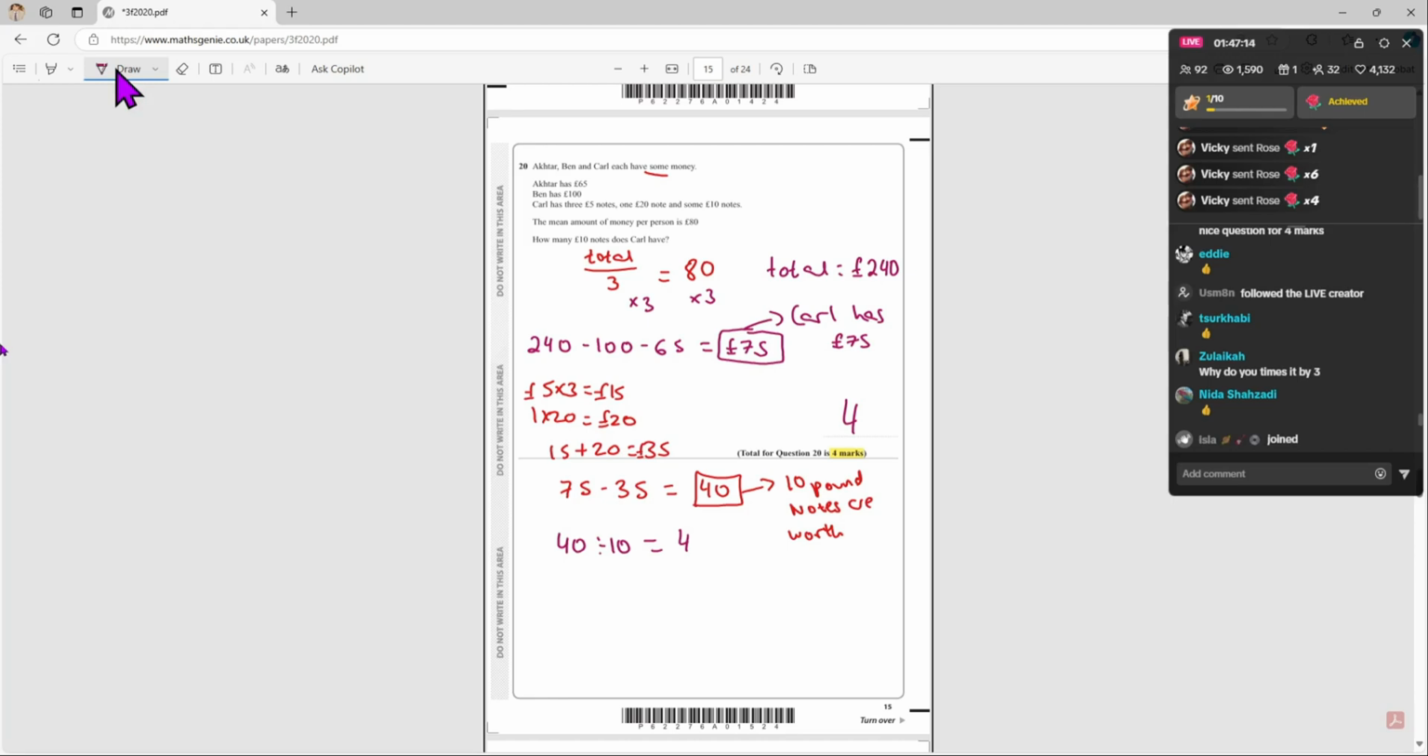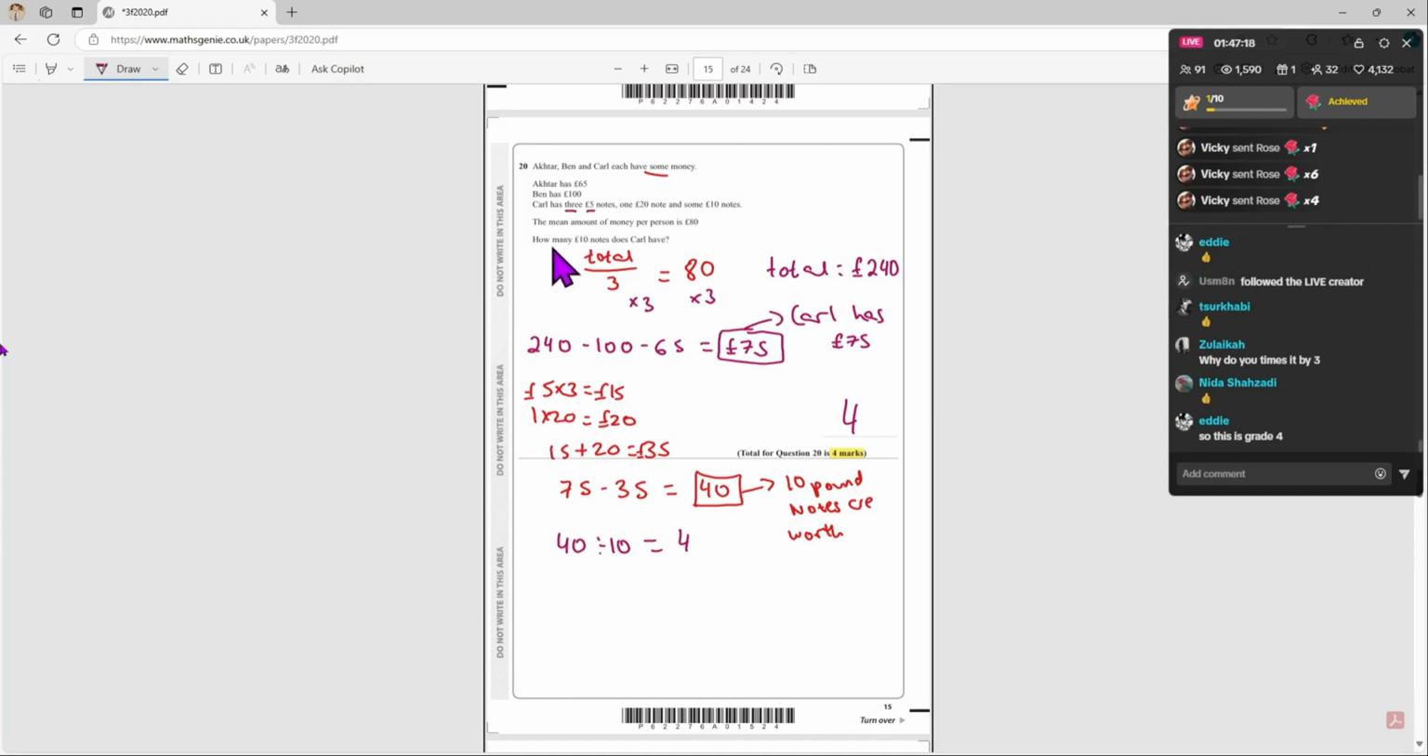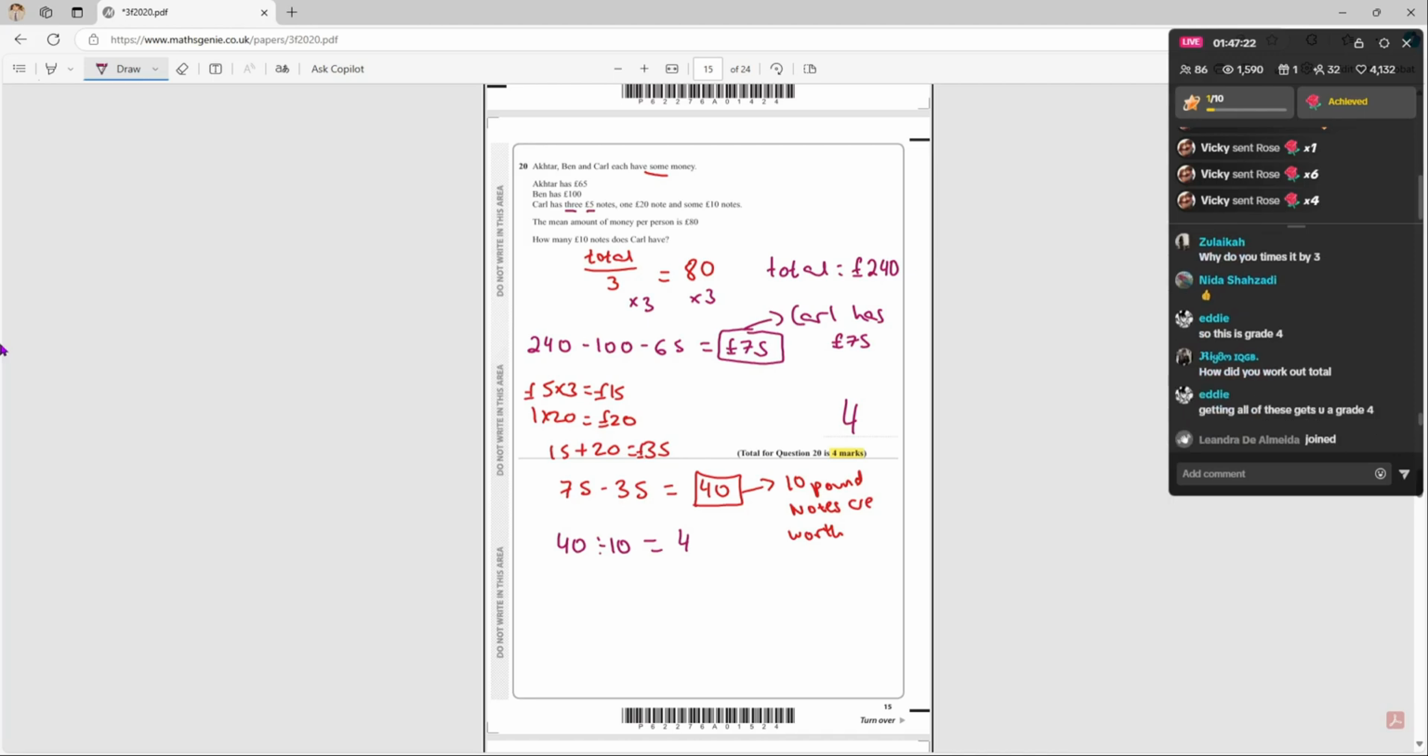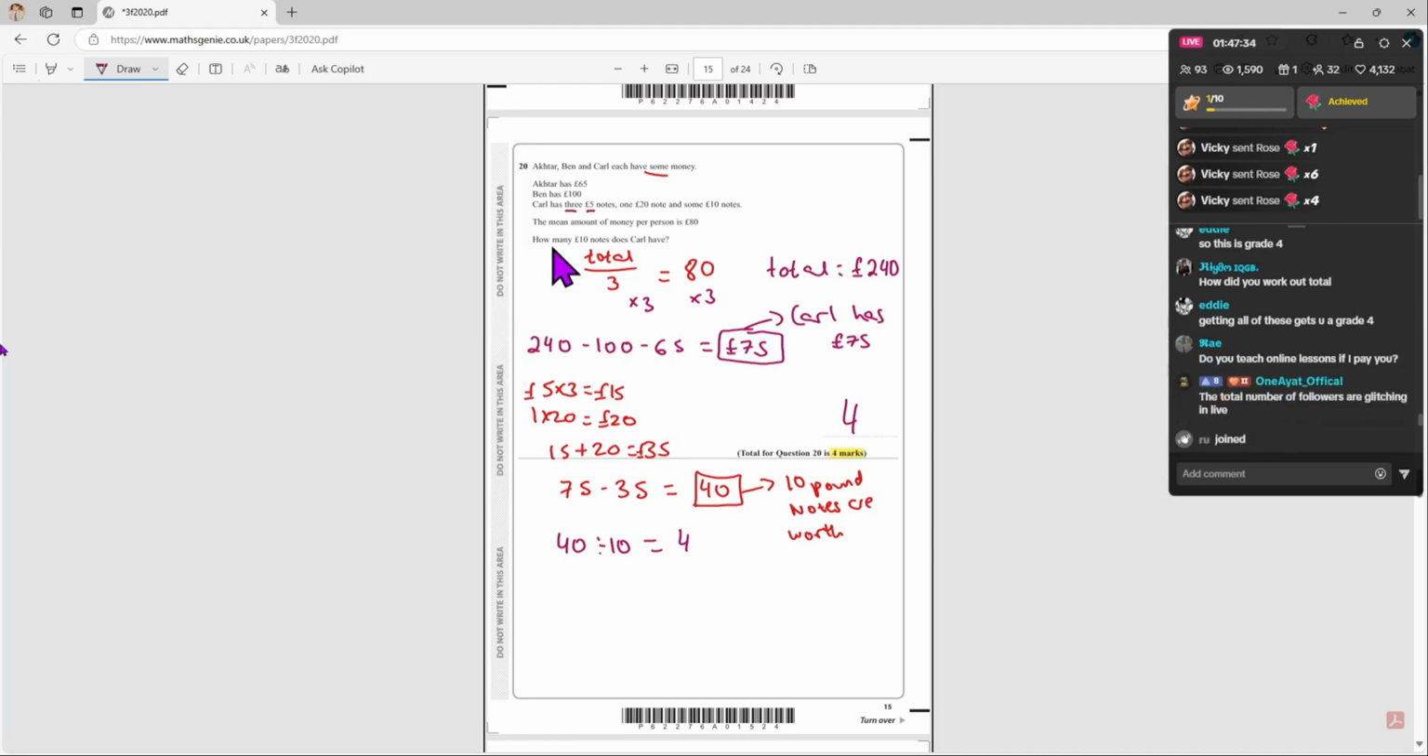Why do I times by 3? So I multiplied by 3 because he has 3 £5 notes. We had to work out how much the 3 £5 notes are worth. That would be £15. And then £20, we add them together, which gets £35. And it's subtracted from 75 to get £40. Okay? And then you will get your answer.